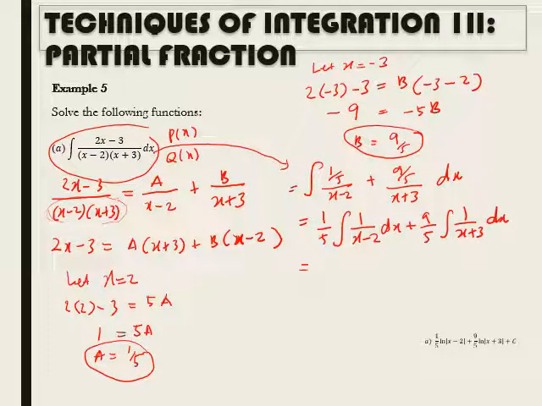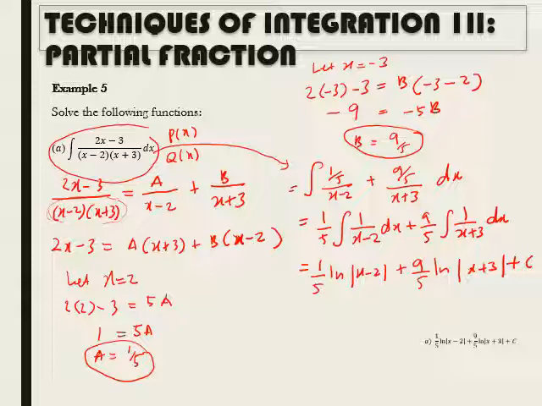Okay, we get this one. So it will be 1 over 5 ln|x minus 2| plus 9 over 5 ln|x plus 3| plus c. Don't forget about it. Okay, so we obtain the answer.